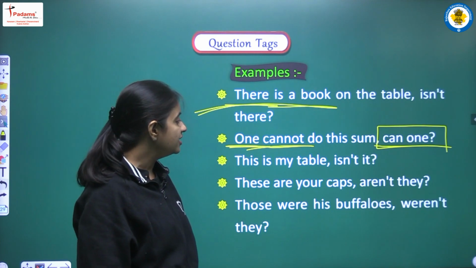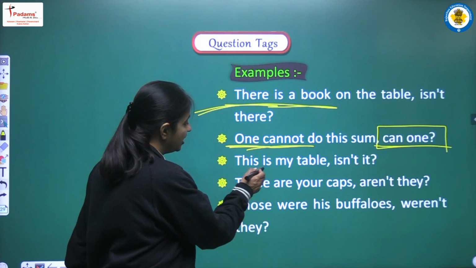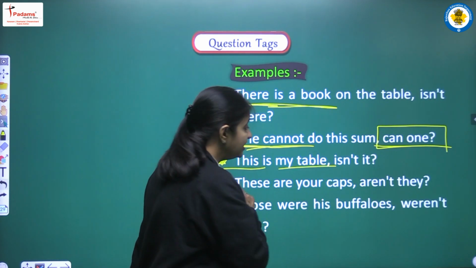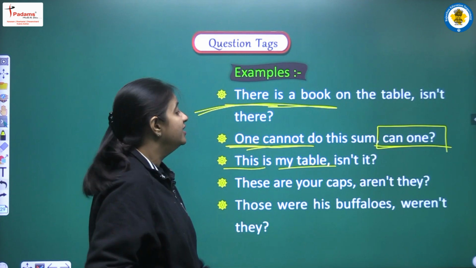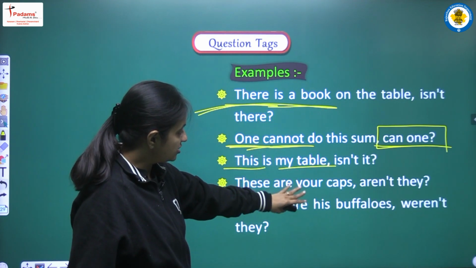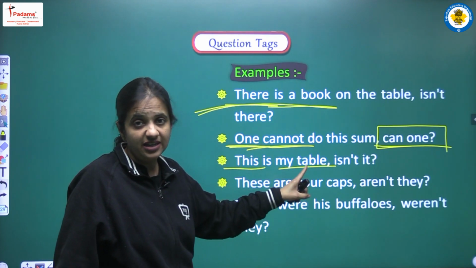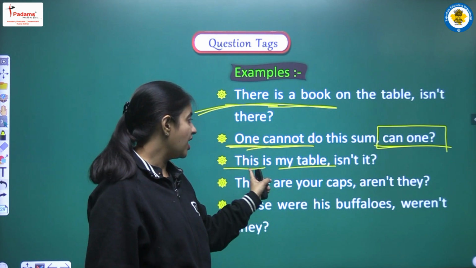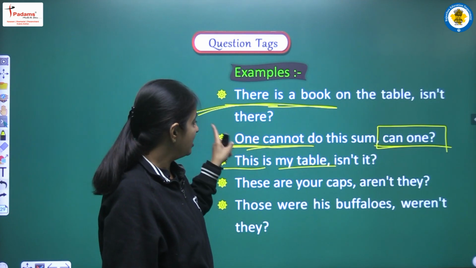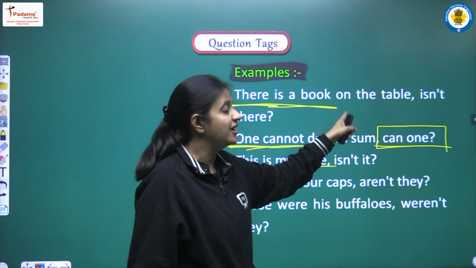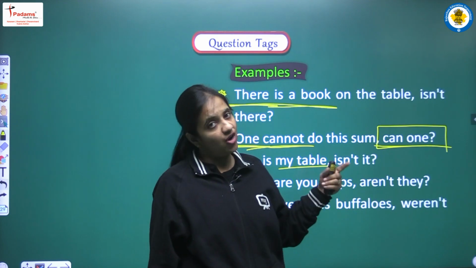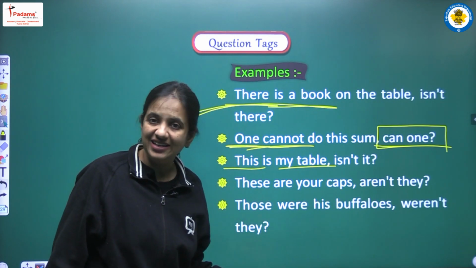Next is, this is my table. So here we have "this" at the beginning of the sentence, and basically we are talking about the table, right? So the question tag that we have here is, isn't it? Just focus on all the examples and observe this thing in each and every example: whenever we have a positive sentence, we have a negative question tag, and whenever we have a negative sentence, then we have a positive question tag. So observe this in all the examples that we are discussing here.